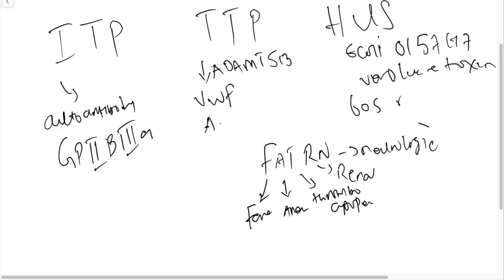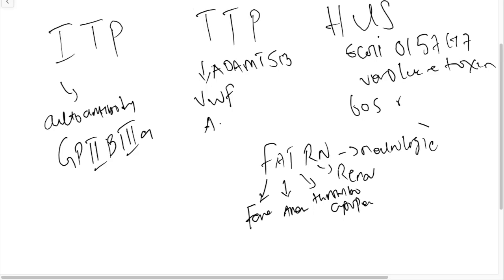In TTP, you will have anemia. In HUS, you also have anemia. In HUS, you have anemia, thrombocytopenia, and renal dysfunction. In TTP, you have fever, anemia, thrombocytopenia, renal dysfunction, and neurologic disorder also. So you have five of them in TTP, you have only three of them in HUS. Those are the main differences, the way you differentiate TTP from HUS.